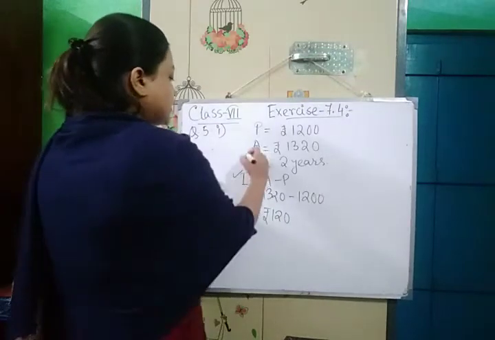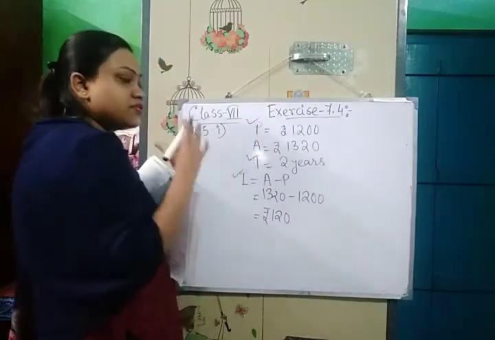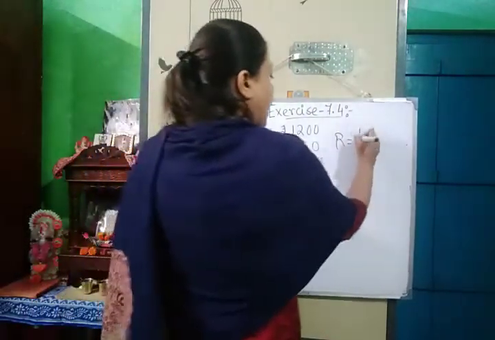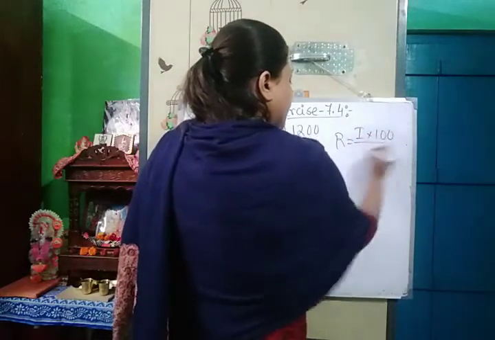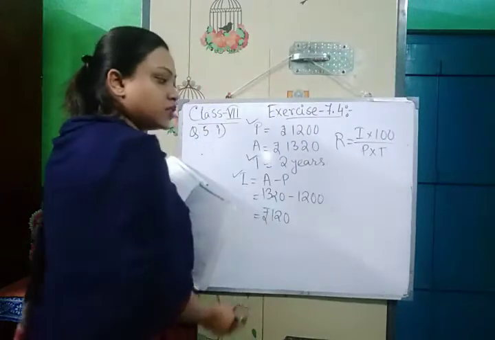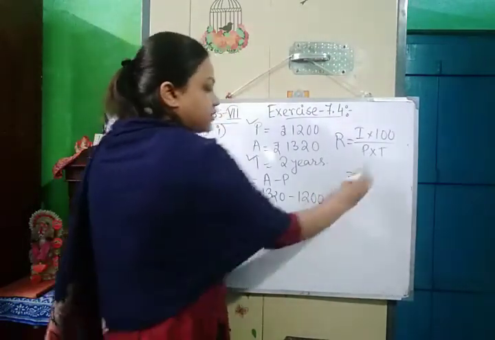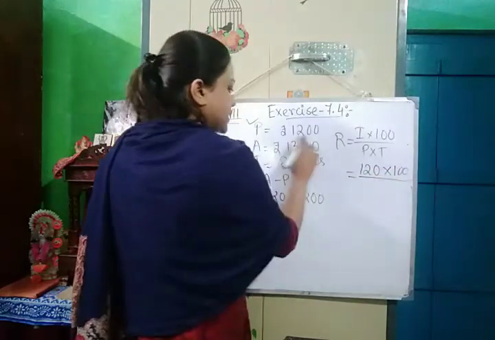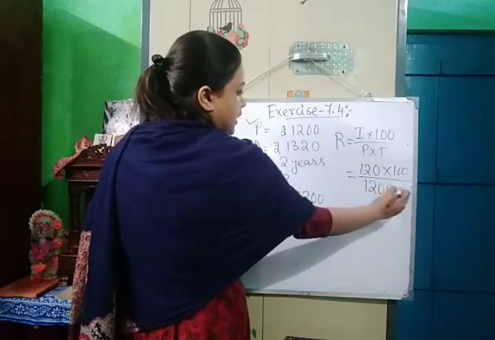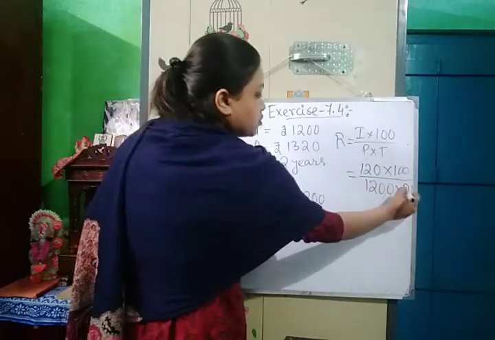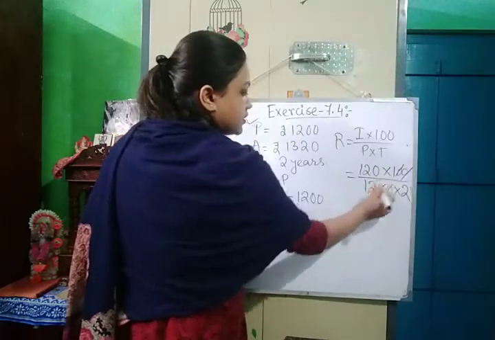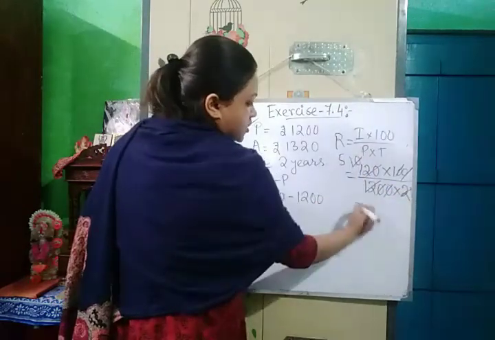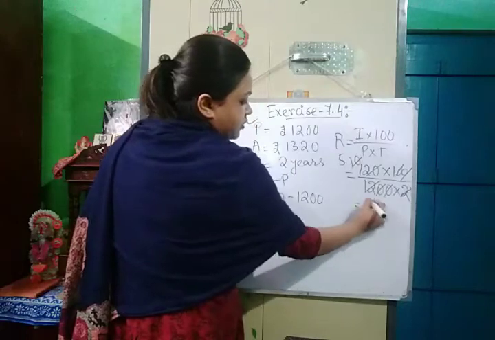Now we know the interest, time and principal, all. So what is the formula to find out rate? Rate R equals I into 100 divided by P into T. Okay, that is the formula. So I is 120 into 100, divided by P is 1200 and time T is 2. So 0 cancelled here. 12 tens are 120, 2 ones are 2, 2 fives are 10. So 5% is the rate of interest.